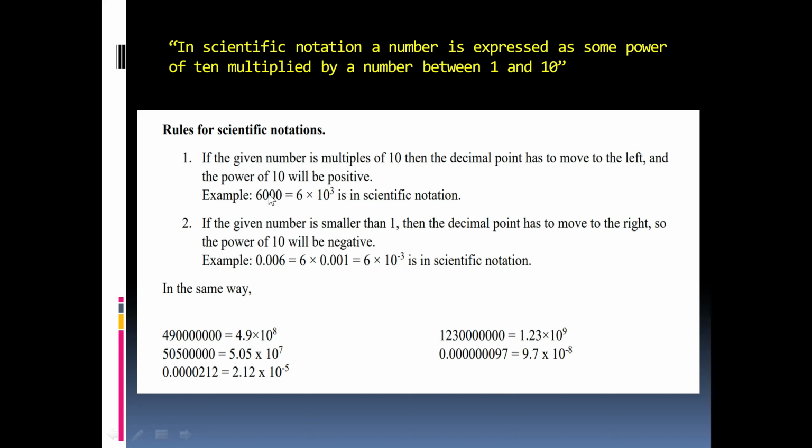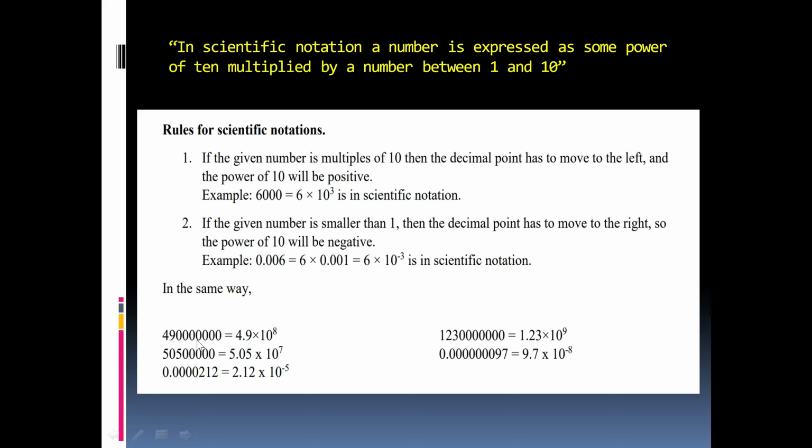I have given an example of 6000 here. Let us assume that we have a decimal point after the last zero. Just take it to the left. When we are moving the decimal point from right to left, remember that the power of 10 will be positive. But if the point is moved from left to right, then you write the power as negative, as I have given in the example here.